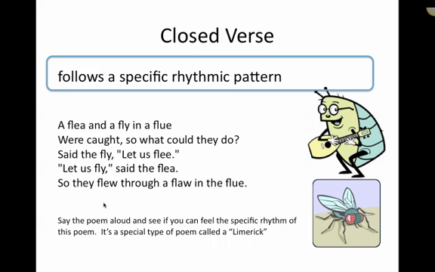I'm going to say it again. A flea and a fly in a flue were caught, so what could they do? Said the fly, let us flee. Let us fly, said the flea. So they flew through a flaw in the flue. There's a definite rhythm to this poem that you can feel.